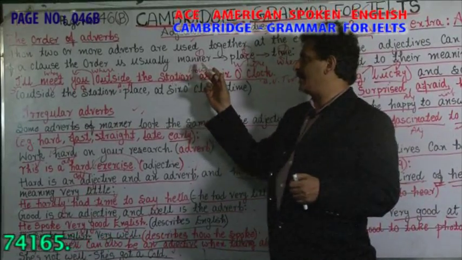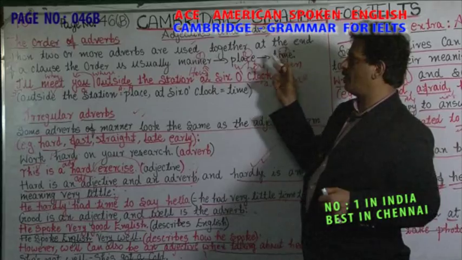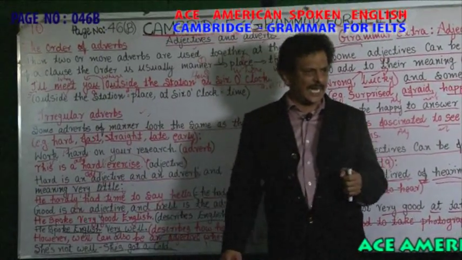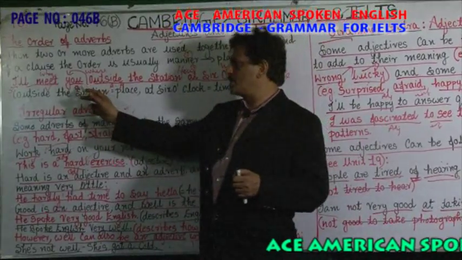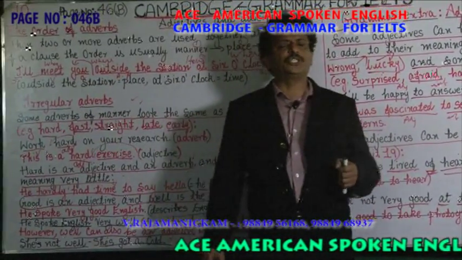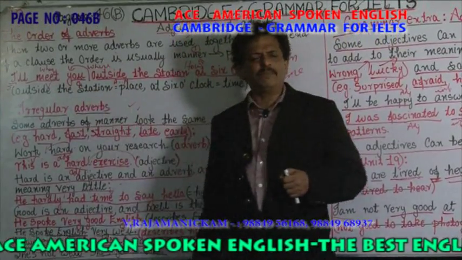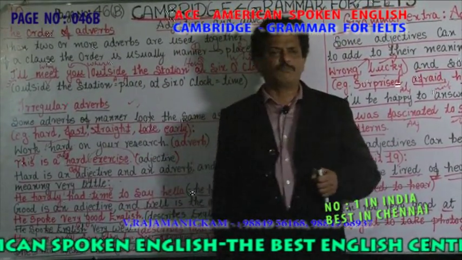So generally adverb of manner, adverb of place, and adverb of time should come in that order. See, I'll meet you. What is the subject, sir? I. What's the verb, sir? Will meet. And what's the object? I'll meet whom? You. So I is the subject, will meet is the verb, and you is the object.